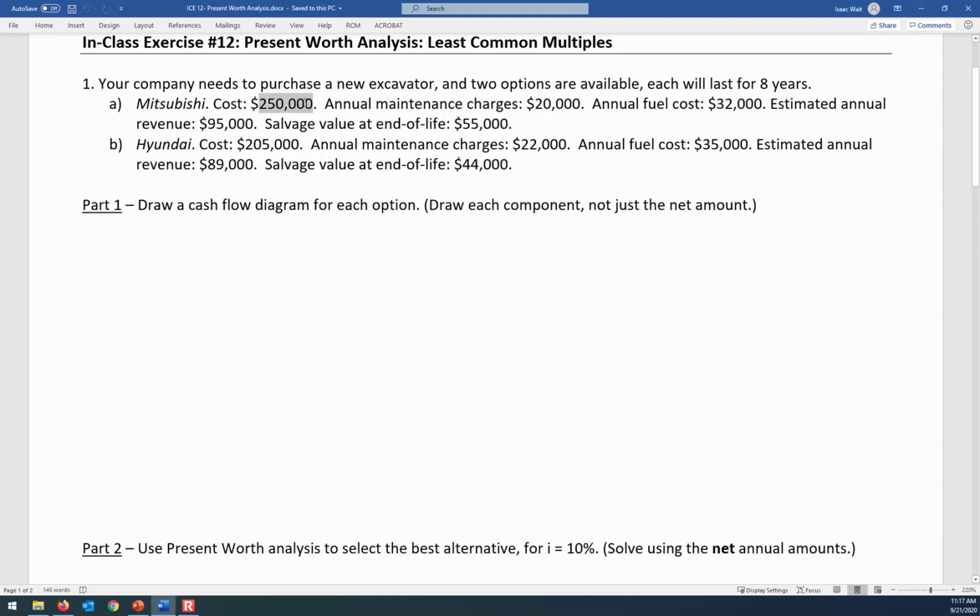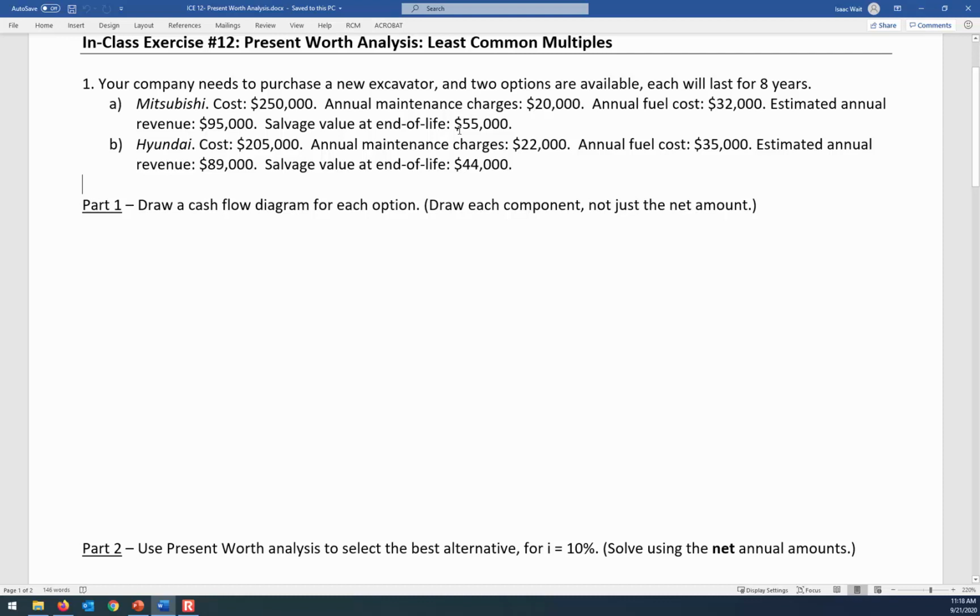The Mitsubishi excavator has a larger upfront cost. So you see it costs $250,000 compared to the Hyundai, which only costs $205,000 today. And I guess because it costs more up front, that means the Mitsubishi has a lower maintenance charge on an annual basis: $20,000 a year for maintenance versus $22,000. There are also differences in the fuel cost from one to the other. And the Mitsubishi must somehow be more efficient or productive because we're able to have a higher revenue with the Mitsubishi excavator than we can get with the Hyundai. And then the end of life salvage value is different between the two options.